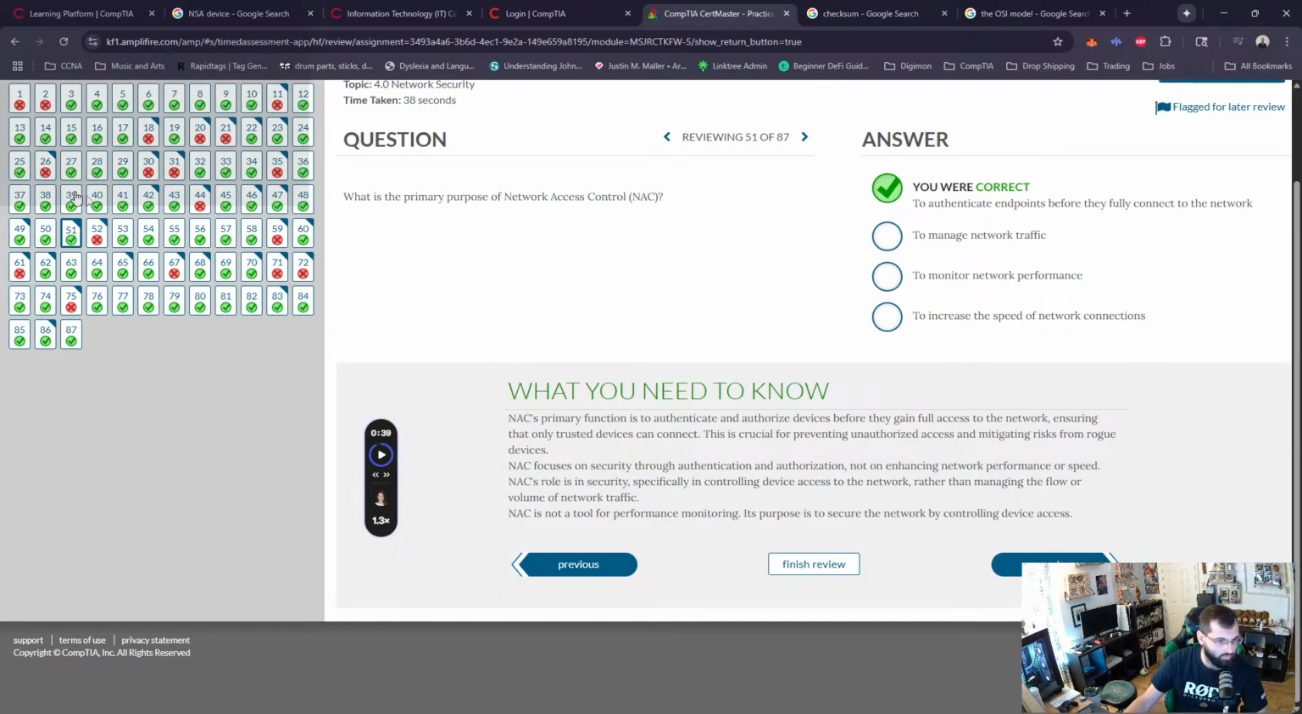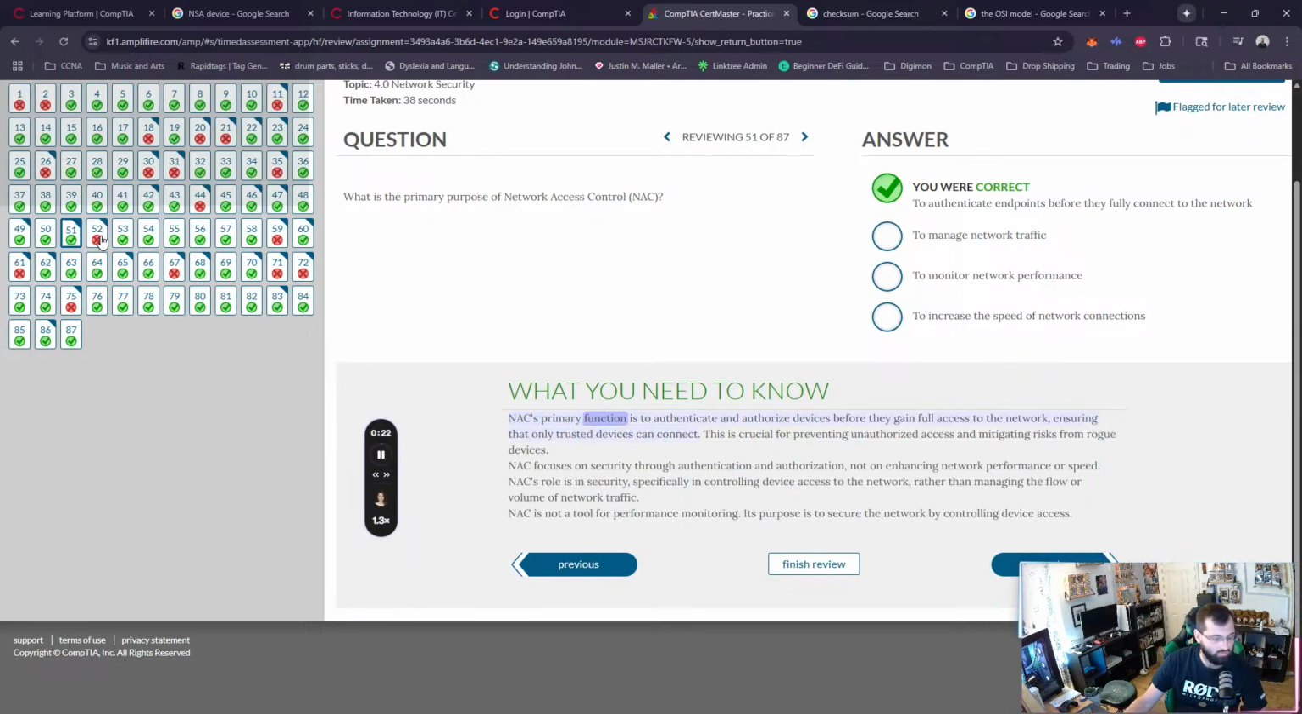Okay, let's move on to the next one. The primary purpose of network access control, NAC, is to authenticate endpoints before they fully connect to the network. Okay, network access control: to manage network traffic, to monitor network performance, to increase... I'm pretty sure it has only to do with authentication. I don't think it has anything to do with really managing the network traffic, it just authenticates.